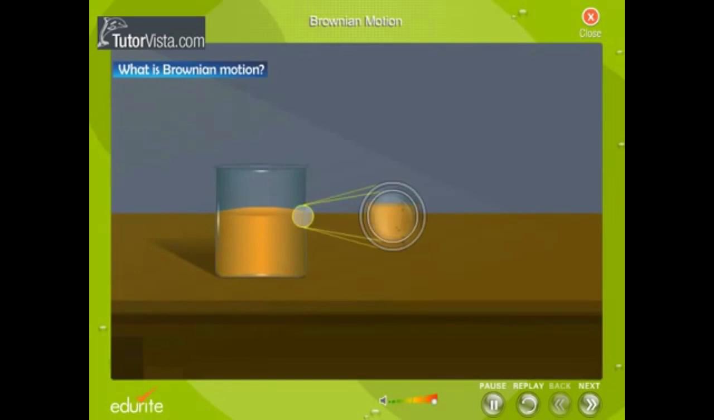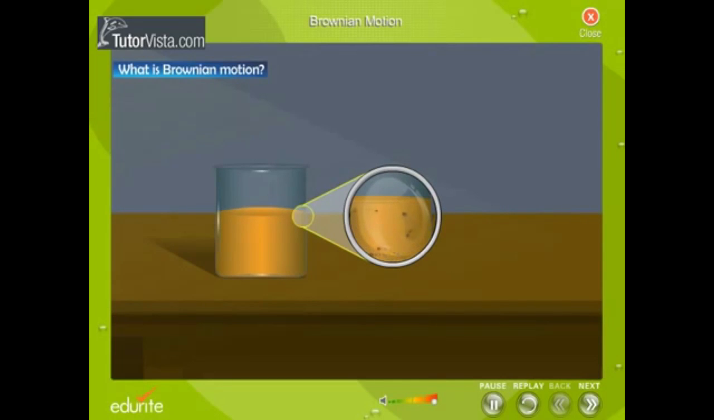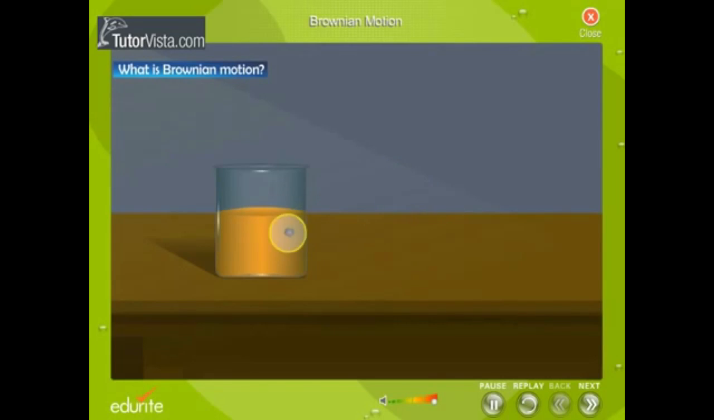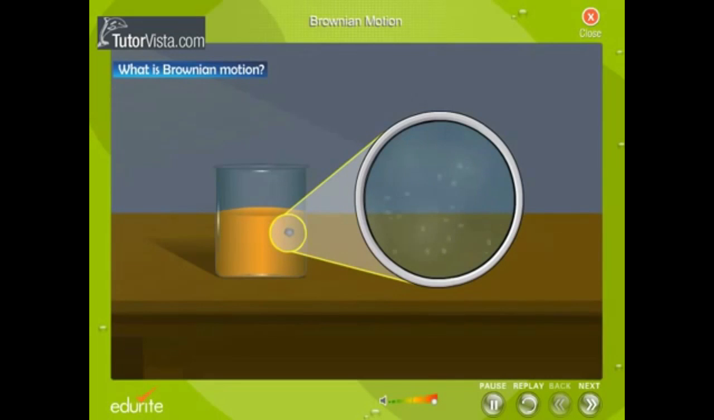Similar haphazard motion can also be observed when small colloidal particles suspended in a liquid are examined under a powerful microscope. The zigzag motion is due to unequal bombardment between the suspended particles and the molecules of the surrounding medium. This irregular motion of suspended particles is referred to as Brownian motion.